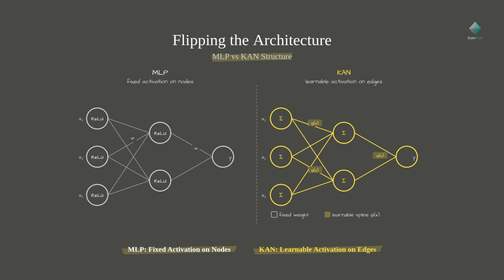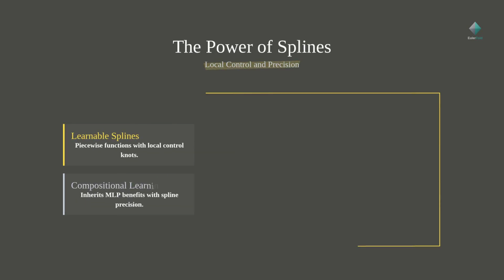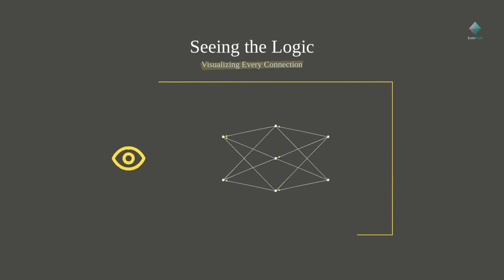There are literally no linear weight matrices in a KAN. Every single parameter is part of a spline function on an edge. These learnable edge functions are represented as splines. A spline is a smooth curve made of pieced-together polynomial segments. The key property of splines is that you can adjust them locally. You change one part without messing up the whole curve. KAN is MLPs on the outside, splines on the inside. It inherits the compositional learning ability of MLPs, plus the precision of splines for fitting individual functions.